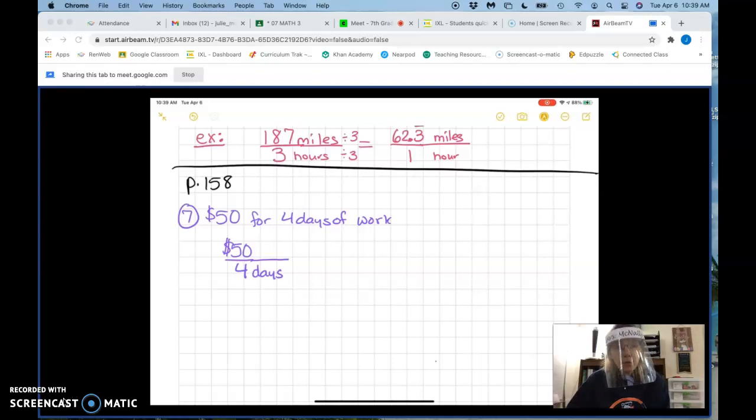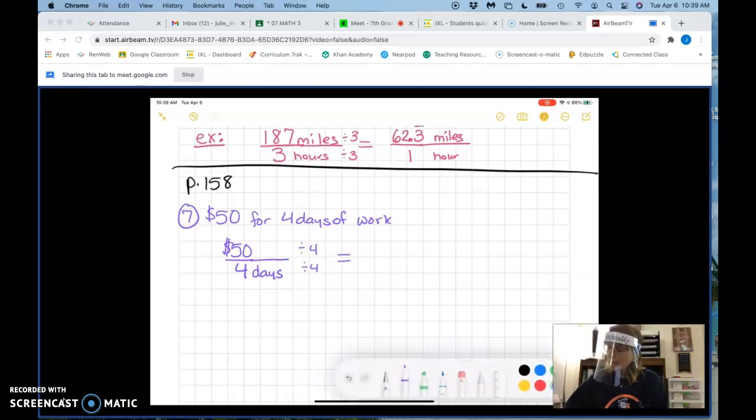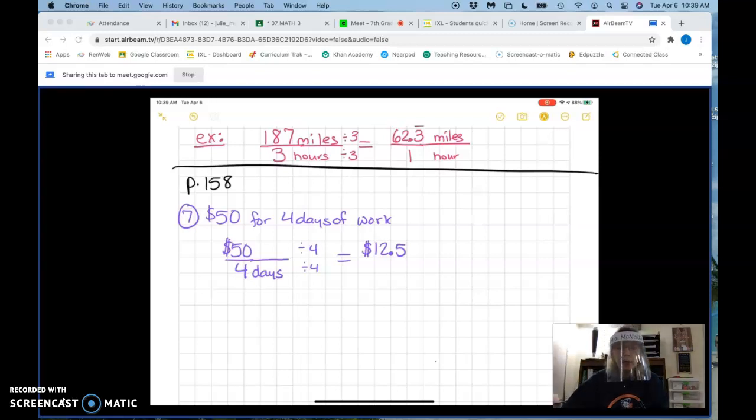And to make a unit rate, all I do is divide by what's on the bottom. So we're going to divide both of them by 4. What is 50 divided by 4? 12.5. Yes. Great job, Tiffany. 12.5. But remember, we're talking about money. So how do I make that look like money? What do I need to add? The $. What else do I need to add? A 0. Good, Tiffany. I have to add a 0 because remember, dollars have 2 numbers past the decimal.